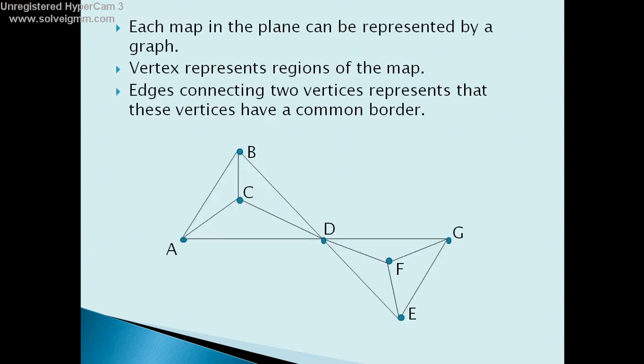Each map in the plane can be represented by a graph where vertex represents regions of the map, edges connecting two vertices represent that these vertices have a common border. For example, here A is connected to B, it means A and B have a common border.